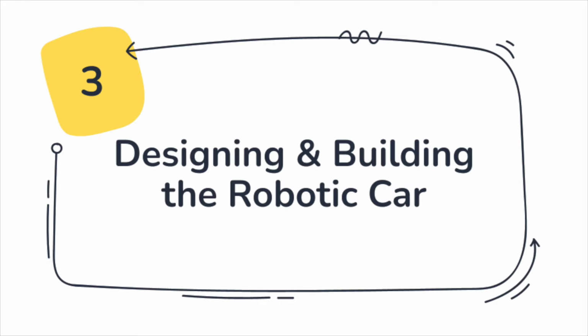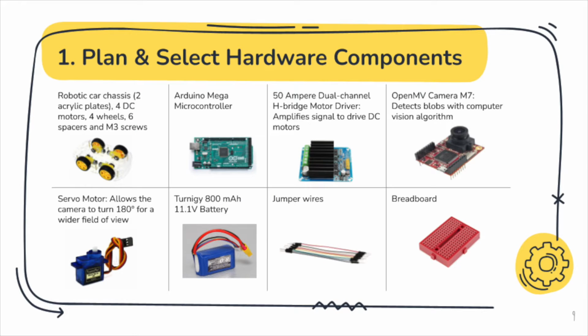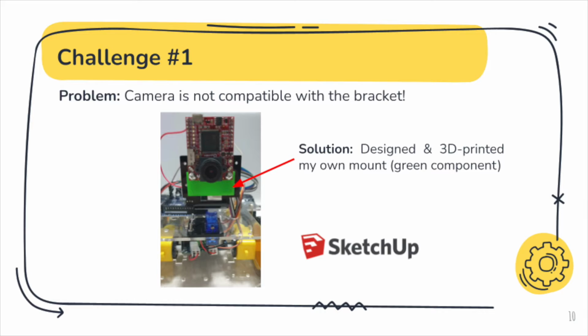Now, I'll be sharing with you my design thinking process. Firstly, I planned and selected the hardware components sourced online. Initially, I could not find a compatible bracket for my camera. I had to design and 3D print one on my own using SketchUp so that it could be mounted onto the bracket.